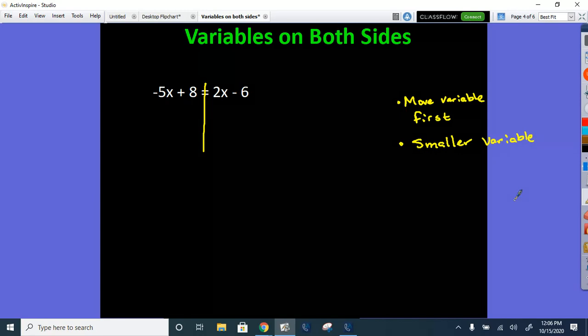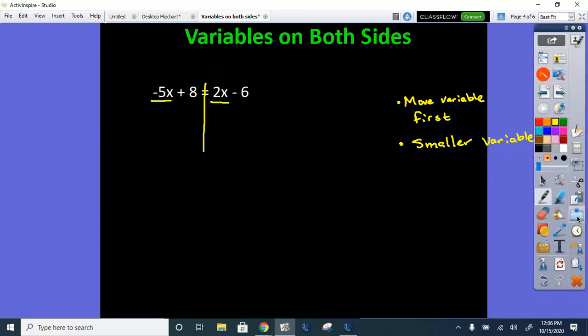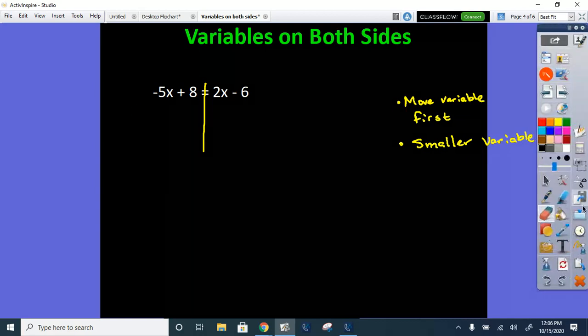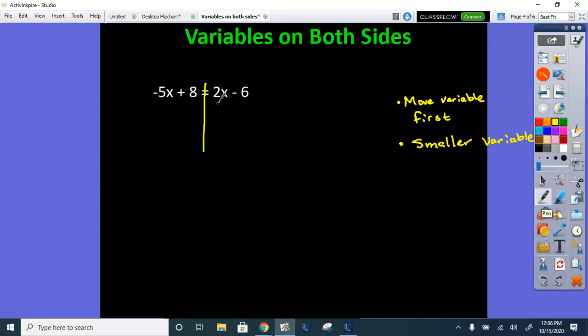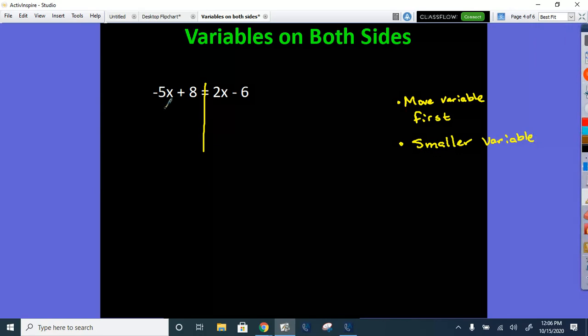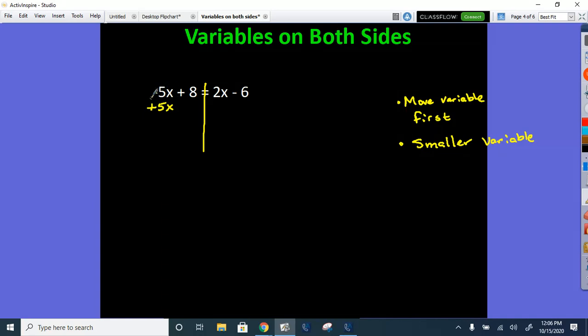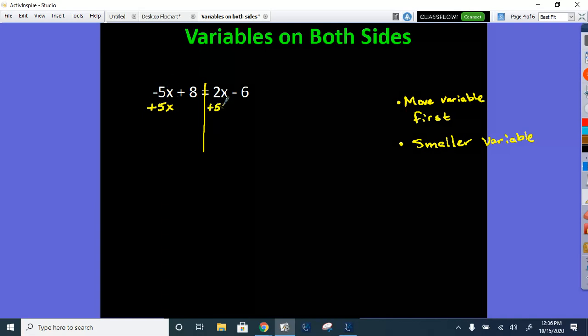So how I do that is I compare negative 5x and 2x, and I ask myself which one is smaller. In reality, negative 5x is smaller than 2x because it is further from 0. More correctly, it's more to the left of 0 than the 2x. So how I move that is I add 5x to it because I want to create that 0 situation. And I add 5x to the other side, following my addition property of equality.